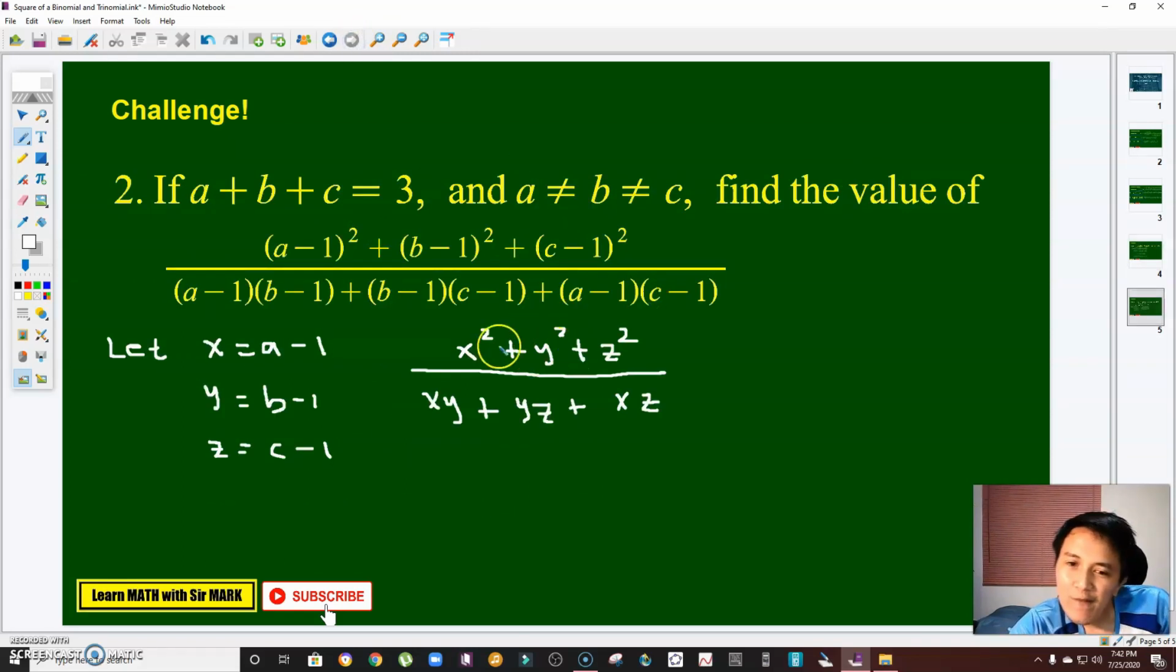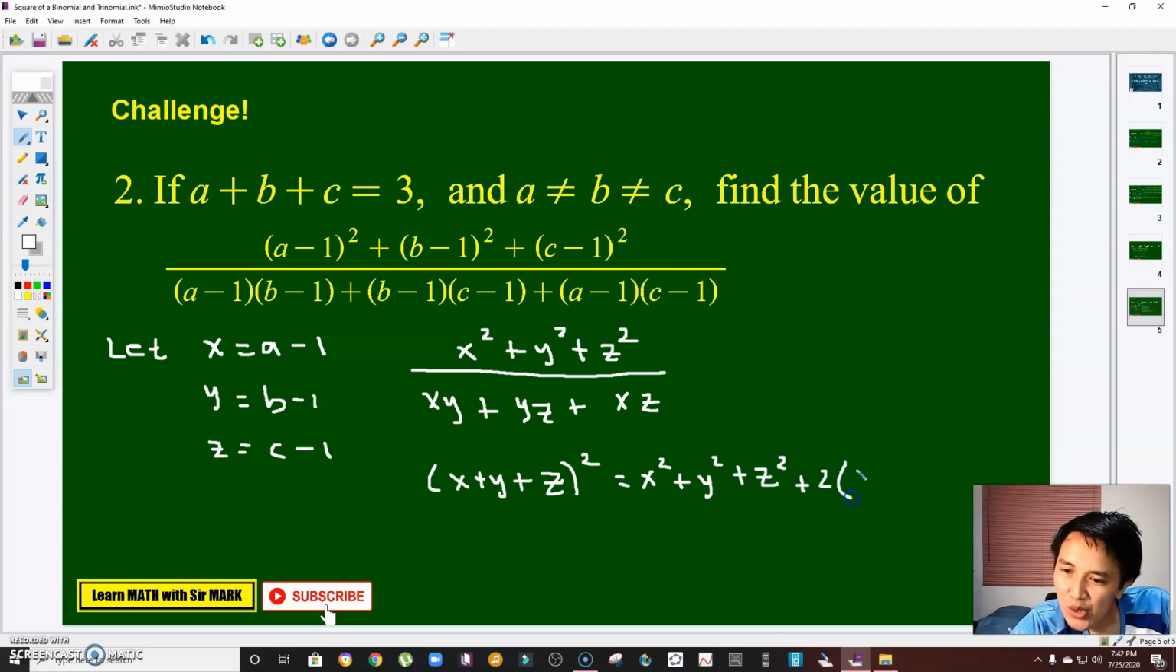And then I get X squared plus Y squared. Doing the same, for you to have X squared plus Y squared plus Z squared, I can expand X plus Y plus Z to be squared. Again, what's the result if I expand this? It becomes X squared plus Y squared plus Z squared, plus twice XY plus YZ plus XZ. There you go.